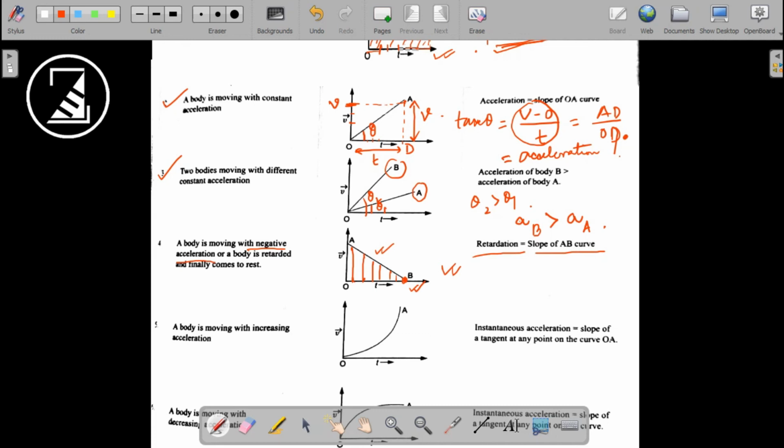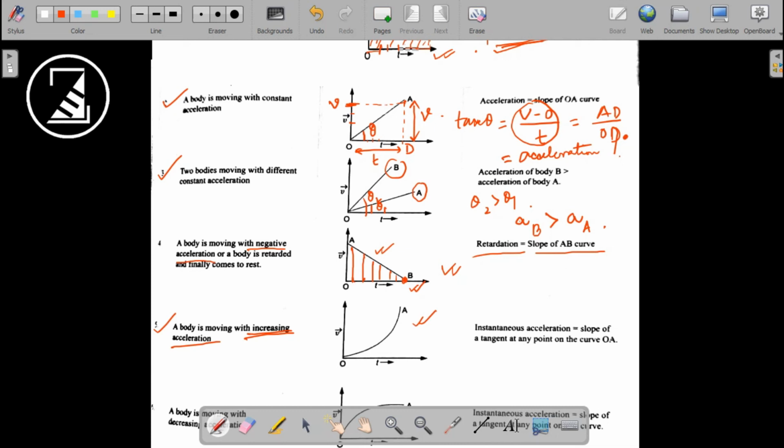Okay. Now the body is moving with increasing acceleration. Here the body is moving with increasing acceleration. It is not moving with constant acceleration. If it moves with constant acceleration, then we get a straight line passing through origin. But here acceleration is constantly increasing. So we will get a curve like this. Okay. This is a parabolic curve.